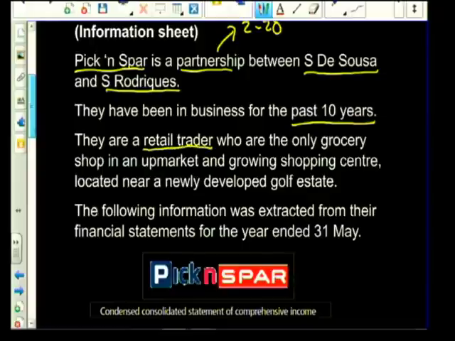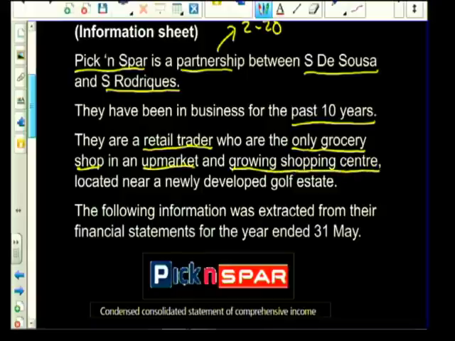Remember from grade 10 accounting that a retail trader is a business that sells products instead of a service provider which provides a service for you. And they are the only grocery shop in an upmarket and growing shopping center. This shopping center is also located near a newly developed golf estate. So this business is in a place where they are the only grocery shop. If people want to buy groceries, they have to come there, otherwise they have to travel a bit further.